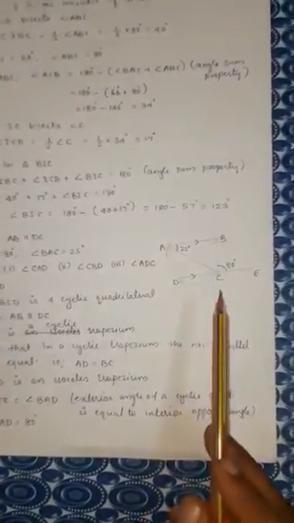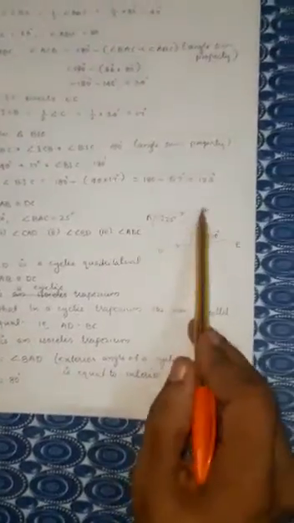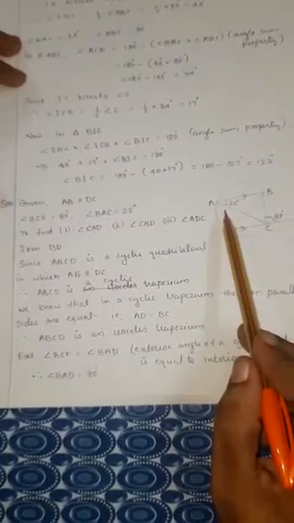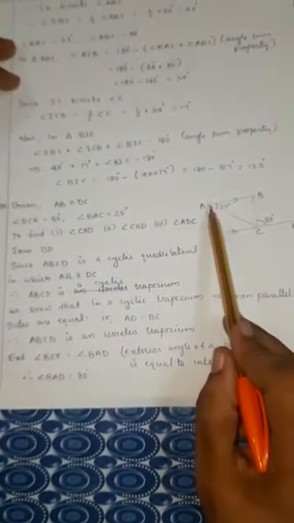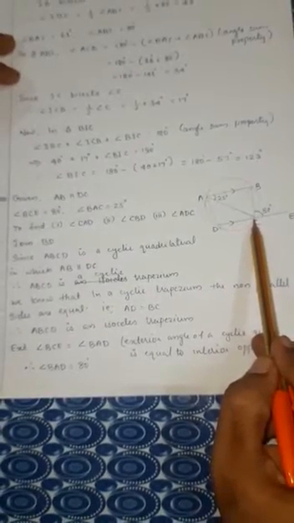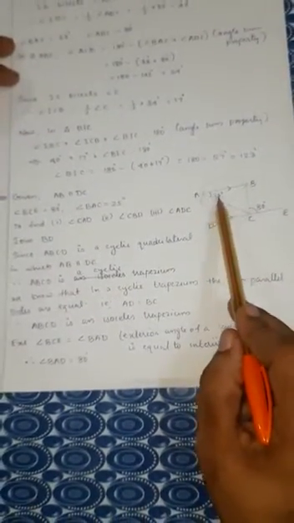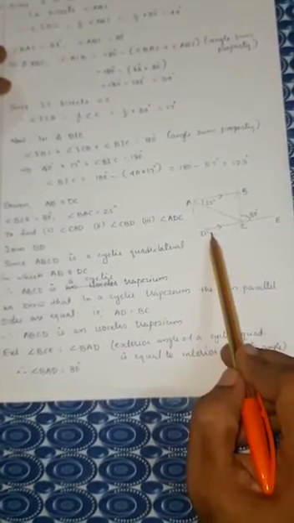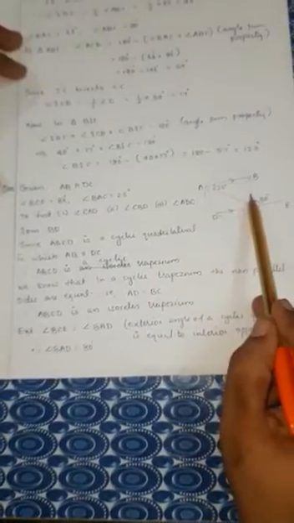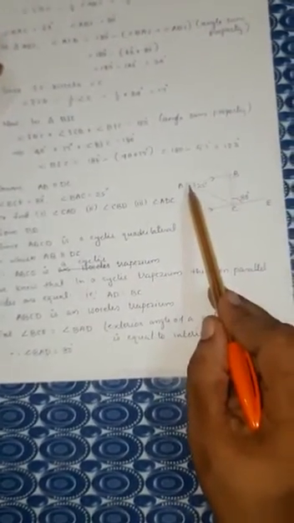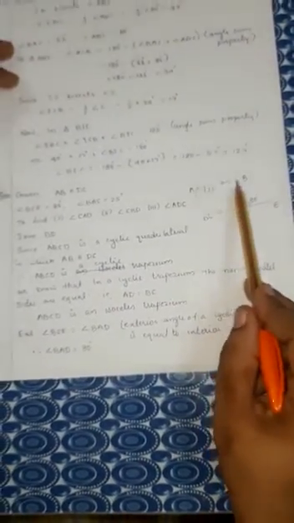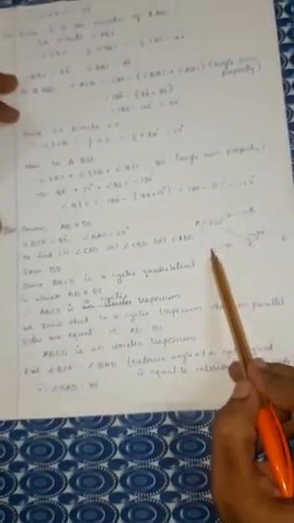First, join BD. Since ABCD is a cyclic quadrilateral in which AB parallel to DC. Therefore, ABCD is a cyclic trapezium. We know that in a cyclic trapezium, the non-parallel sides are equal. That is, AD equal to BC. Therefore, ABCD is an isosceles trapezium.